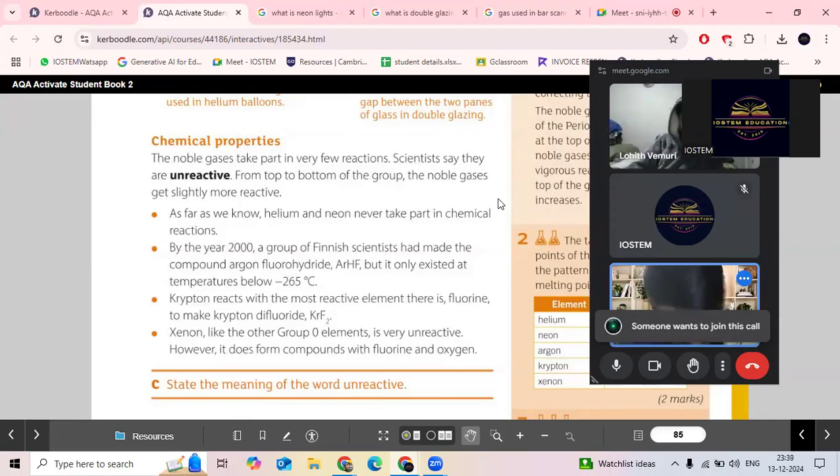It is very important. You can write: krypton is less reactive, but it combines with the most reactive element, that is fluorine, and forms krypton difluoride. The chemical formula is KrF2.